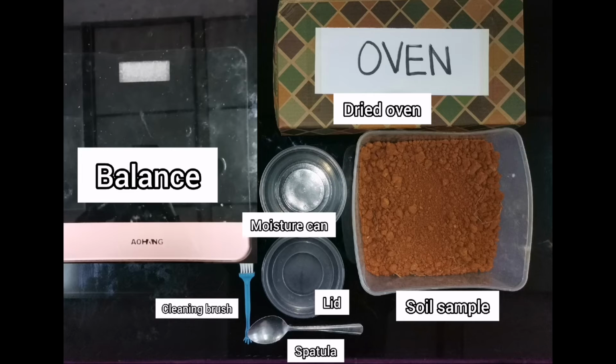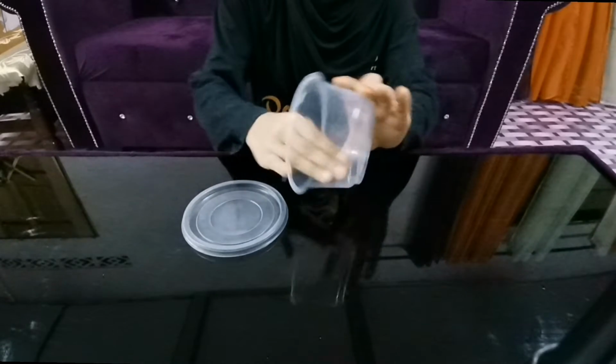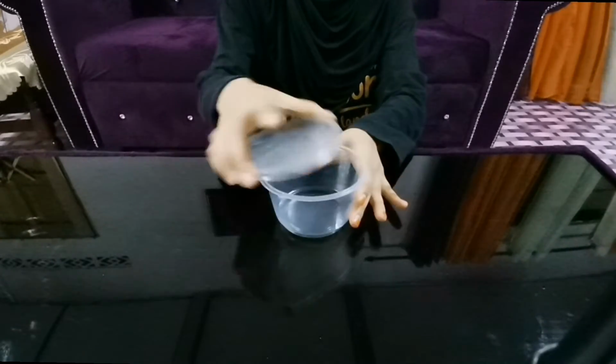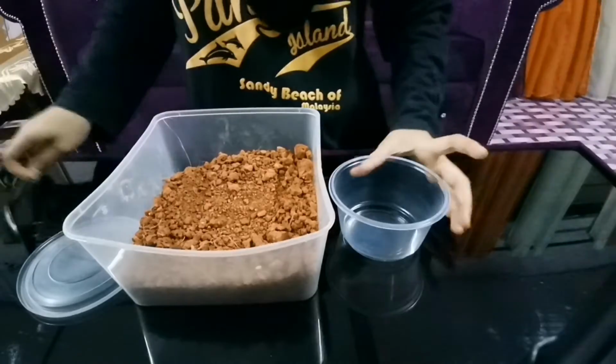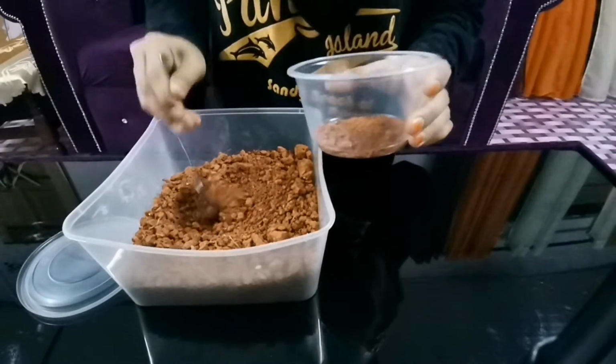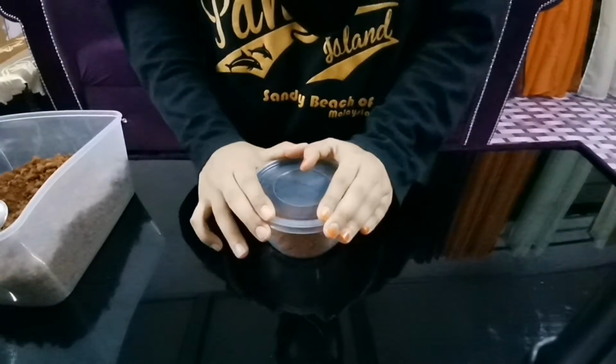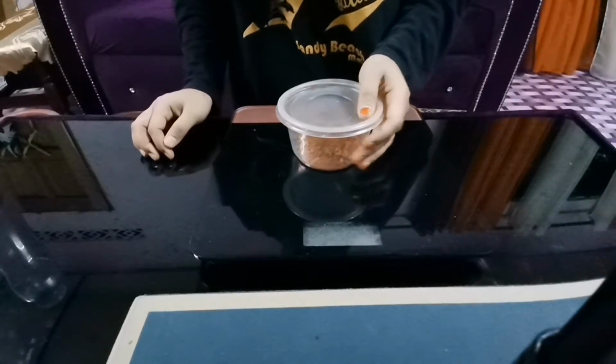The apparatus needed for this test is scale as balance, box as dry oven, soil sample, plastic bowl with lid, spoon as spatula, and cleaning brush. The mass of an empty, clean and dry plastic bowl with its lid is determined and recorded. The moist soil is placed into the plastic bowl and the lid is secured. Weigh the plastic bowl and the mass is recorded.